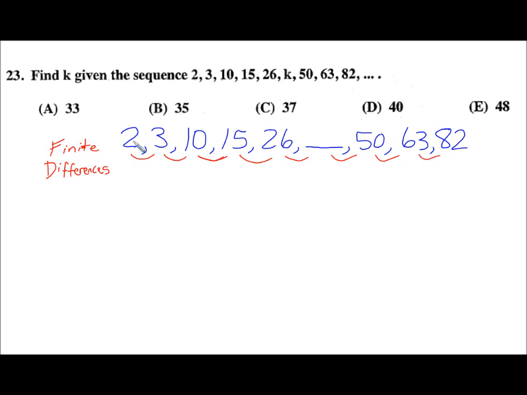So what's happening? To get from 2 to 3, we're adding 1. To get from 3 to 10, we're adding 7. From 10 to 15, 5. From 15 to 26, that's plus 11. And then we don't know this finite difference. We don't know this one. We do know to get from 50 to 63, you need to add 13. And to get from 63 to 82, we have to add 19.